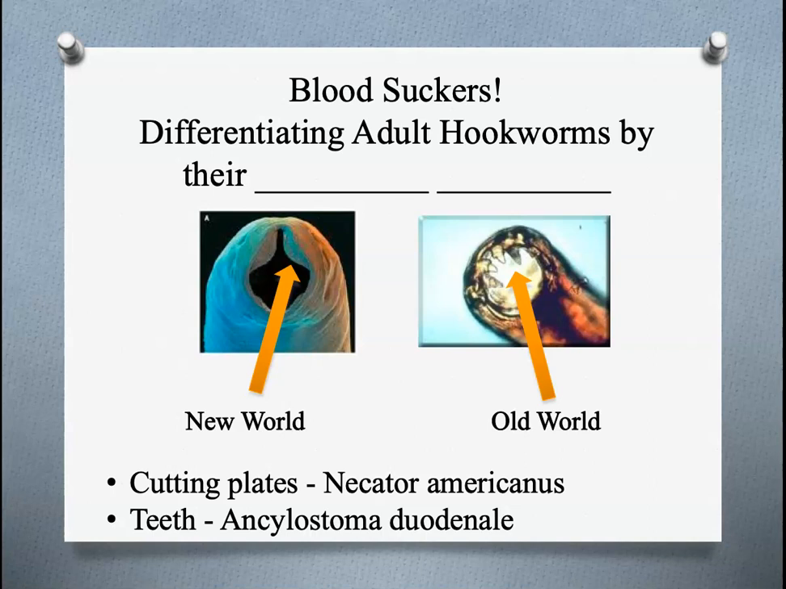Again, Necator americanus would have the cutting plates on the left, and you can see the much sharper teeth that the buccal capsule of Ancylostoma duodenale has. A heavy infection of these worms can result in loss of up to 100 milliliters of blood per day. So in addition to drug therapy treatment, the patient might also need some iron supplements because of the loss of blood.